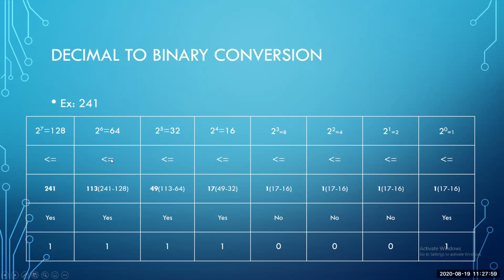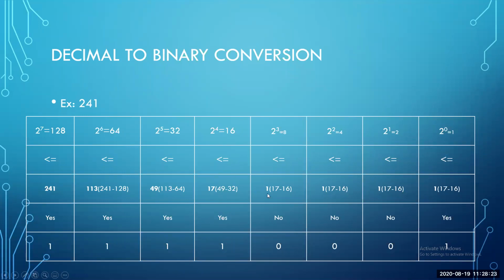So 64 is less than or equal to 113? Yes. Put another 1. Subtract 64 from 113. Now I have 49. 32 less than or equal to 49? Yes. Put a 1. Subtract 32 from 49. That's how I get 17. 16 less than or equal to 17? Yes. Put a 1. Subtract 16 from 17.